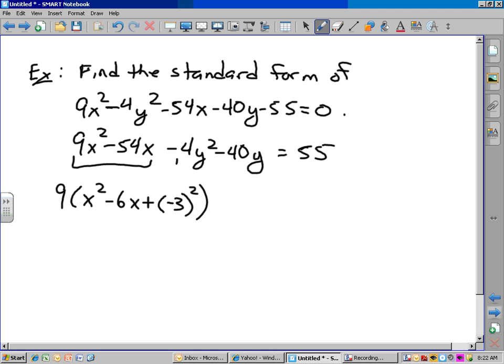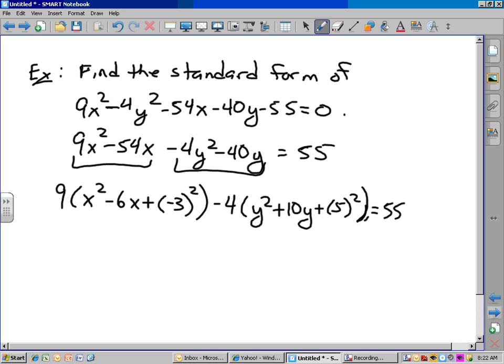What can we factor out of the y? Careful, you want it to be positive y squared, so minus 4. y squared plus 10y plus 5 squared. Equals, we got a 55. We have a plus 9 times negative 3 squared. And here's the trick, minus 4 times 5 squared. Whatever number's out front has got to go with it.